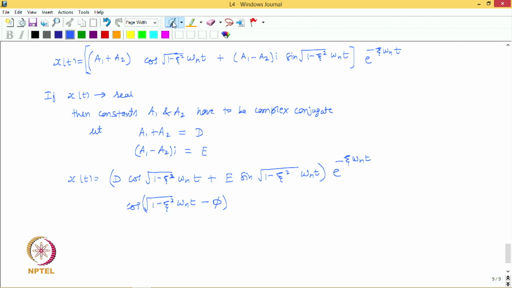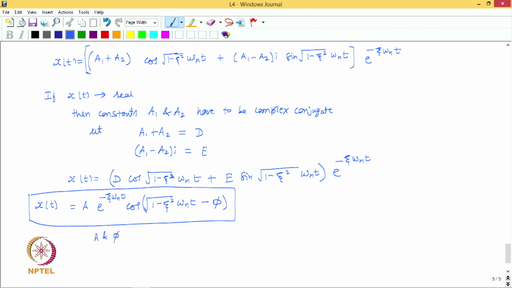So, we will have, so that is nothing but the solution we get, the general solution. Here A and phi are arbitrary constants, and they depend on initial conditions. So, we can find them if we are given the initial conditions.